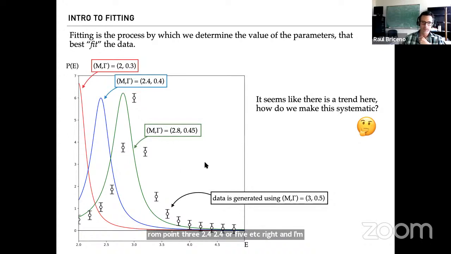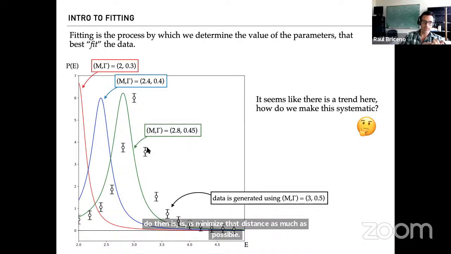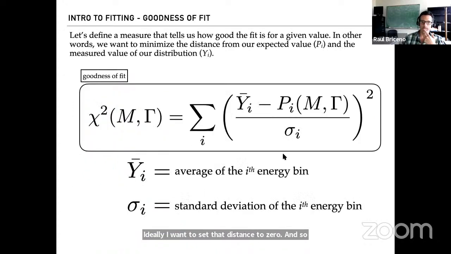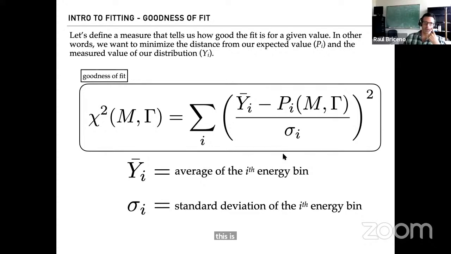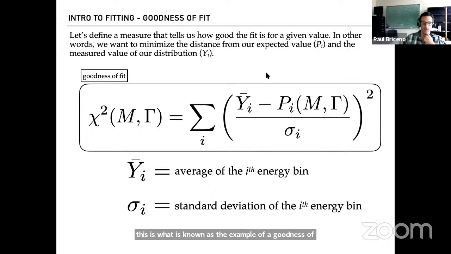And so what I want to do is define a measure that effectively counts the distance between the distribution that I have and the data. Then I want to minimize that distance as much as possible. Ideally, I want to set that distance to 0. This is what is known as a goodness of fit. This is the simplest goodness of fit, which is a lot of times called the chi-squared.